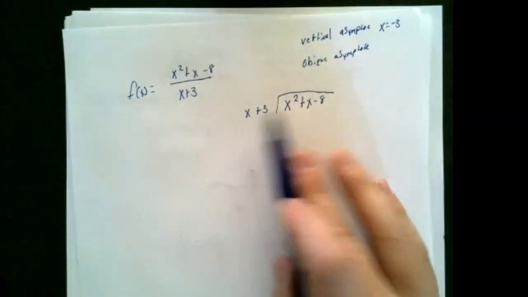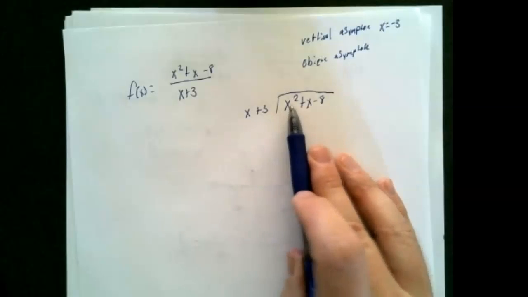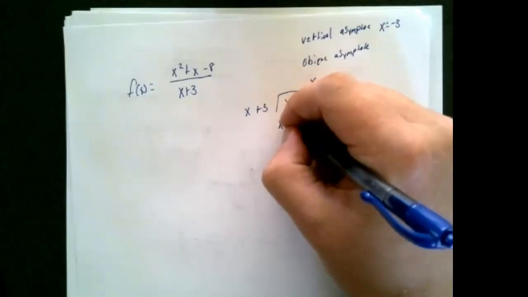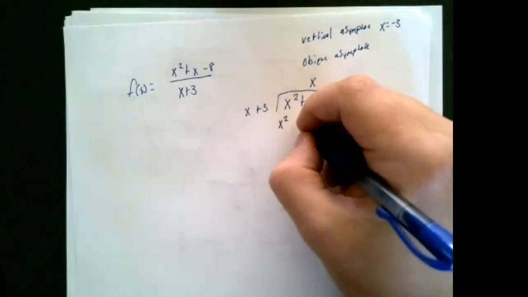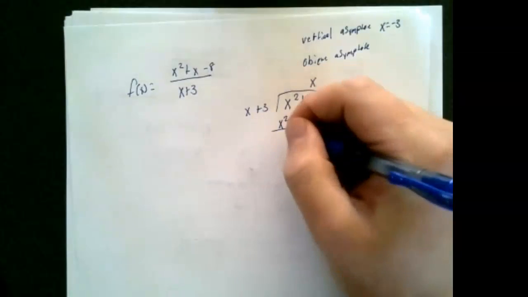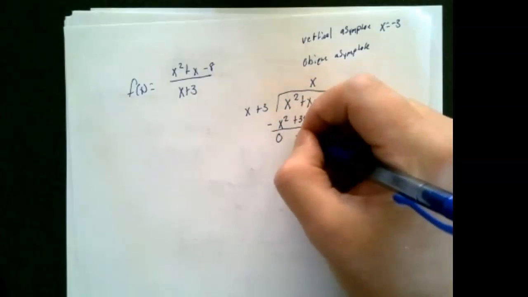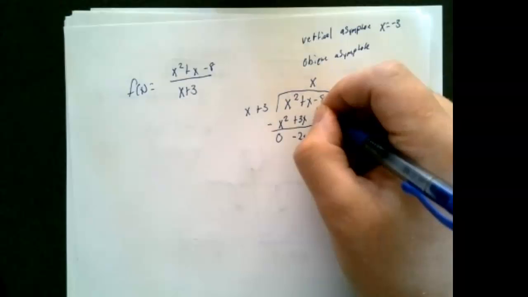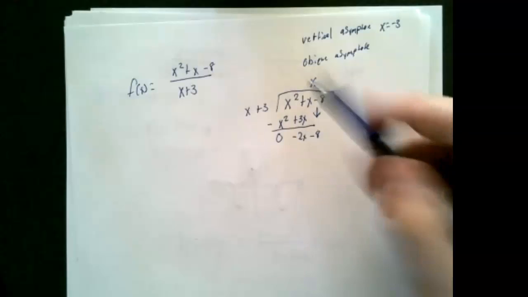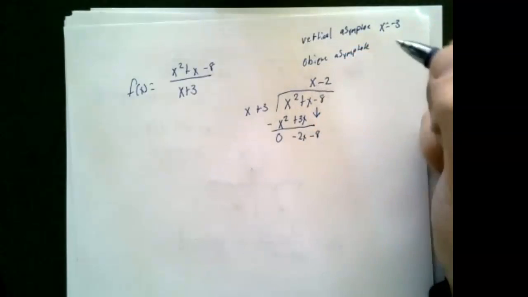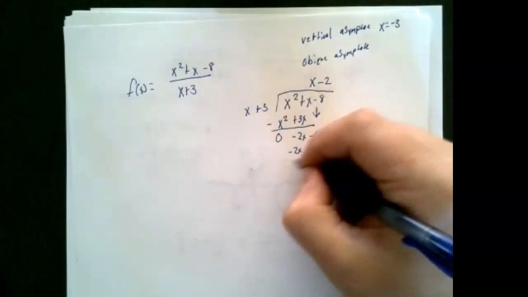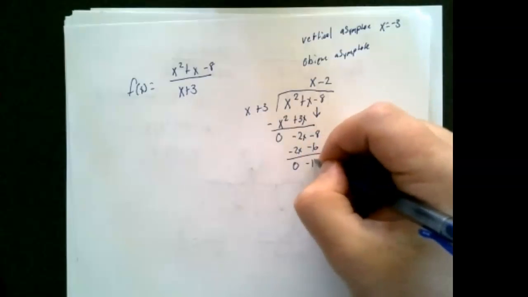Okay, what do I need to multiply x by to get x squared? That's going to be x, so x times x is x squared. X times a positive 3 is a positive 3x. Okay, do my subtraction. I get a 0, get negative 2x. Drop this down, negative 8. So x minus 2 gives me negative 2x. That gives me negative 6, 0, negative 14.